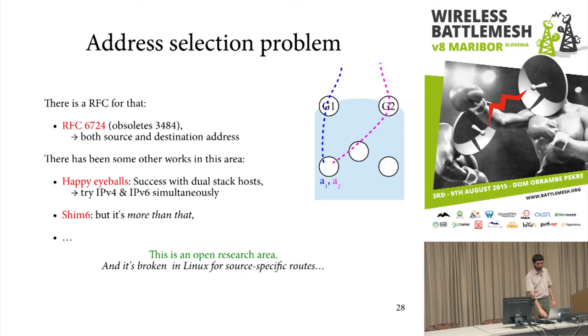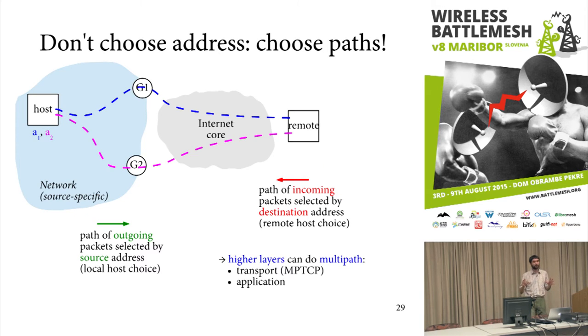But the point is that I don't like to think about addresses, but more about paths. A host can select the outgoing path of the packet by selecting the source address. Conversely, the remote host can also select the incoming path by selecting the destination address of its packet. And so higher layers, the layers which choose the IP address, can do multipath.